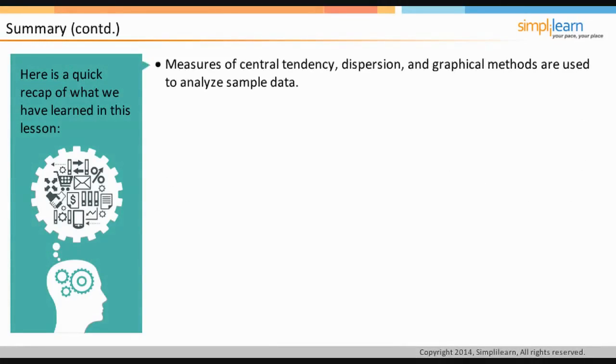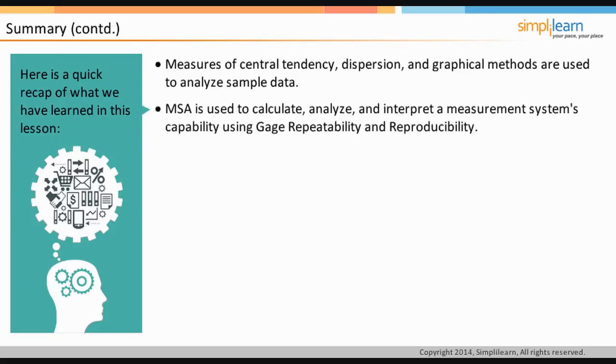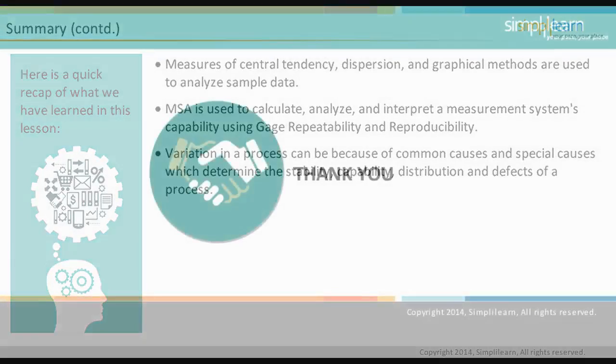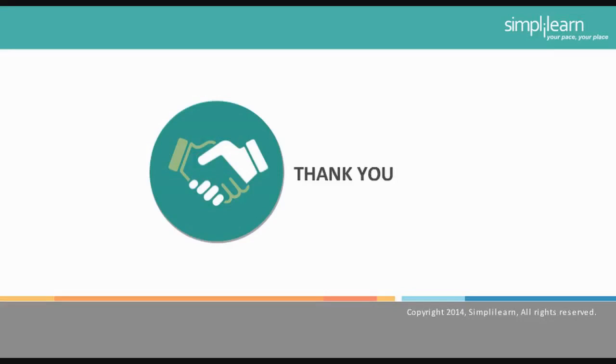Measures of central tendency, dispersion, and graphical methods are used to analyze sample data. MSA is used to calculate, analyze, and interpret a measurement system's capability using gauge repeatability and reproducibility. Variation in a process can be because of common causes and special causes, which determine the stability, capability, distribution, and defects of a process. With this, we have come to the end of this lesson. The next lesson will cover the concepts of the analyze phase.